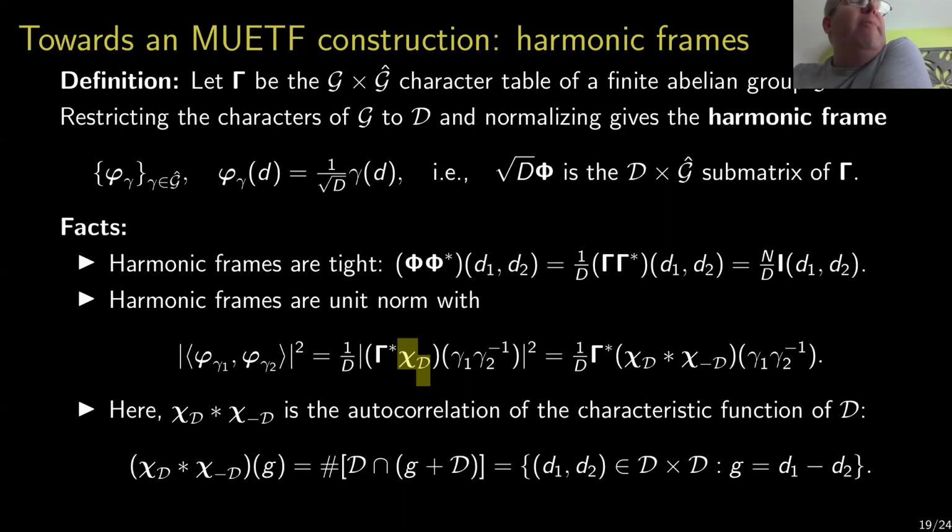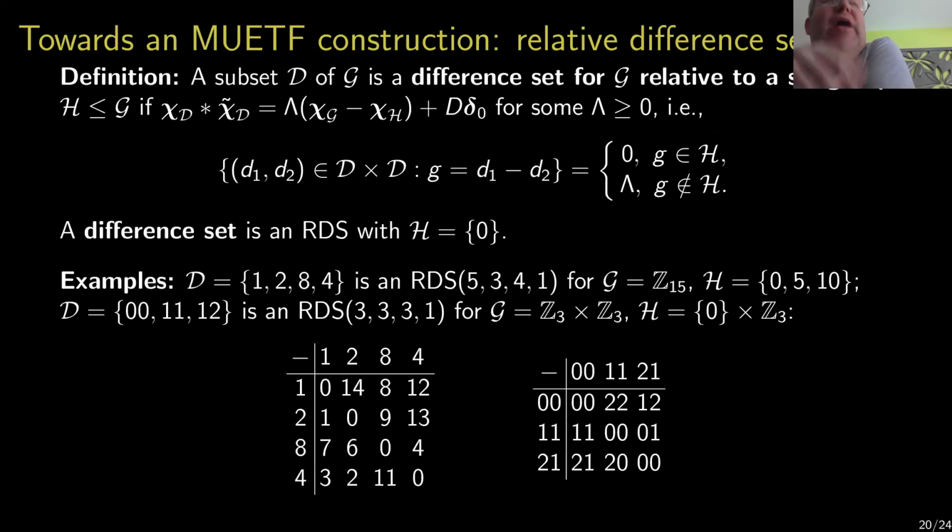And so when you have a harmonic frame, the entries of its Gram matrix are related to the autocorrelation function of the characteristic function of D, which turns out to count the overlap between D and shifts of itself, which, when you establish a certain injection between this set and this set, actually counts up the number of times a member of your group could be written as a difference of members of the set that indicates which rows of the character table you pulled out. And so that leads you to the field of combinatorial designs, which has thought about such objects quite a bit. You can talk about what are called relative difference sets.